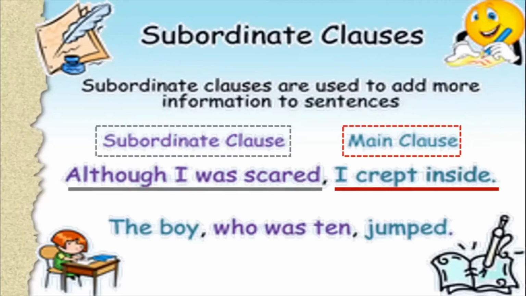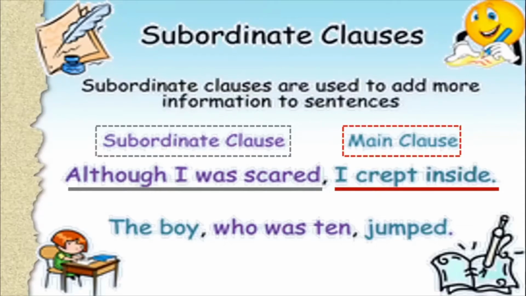Now just imagine if I write only although I was scared. If I write only the subordinate clause, although I was scared. Now this, although I was scared, has got a subject and it has got a verb, but does it give you complete meaning? Although I was scared, what? Did I go to sleep? Although I was scared, I jumped off the building. What? You do not get a meaning to this particular sentence.